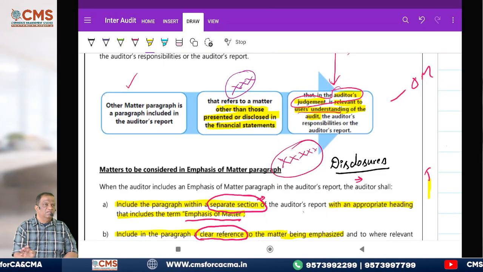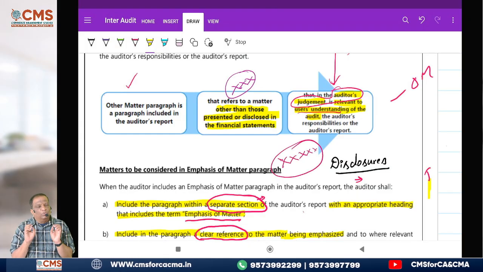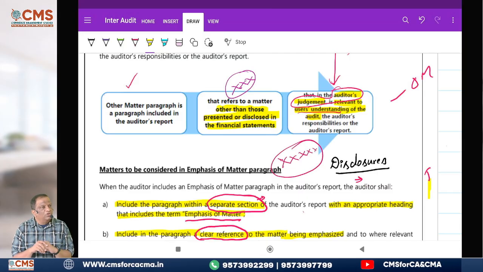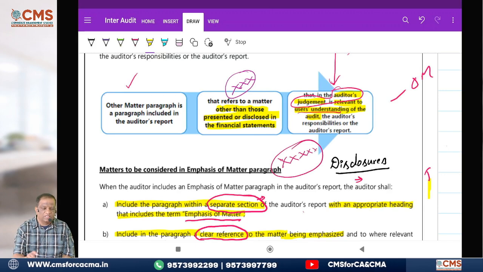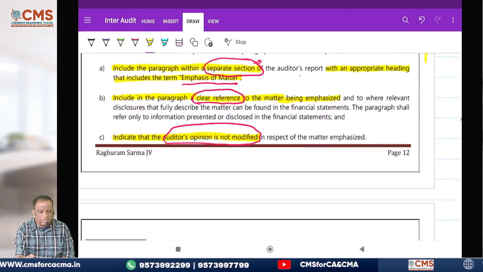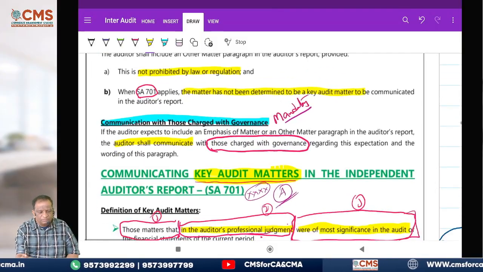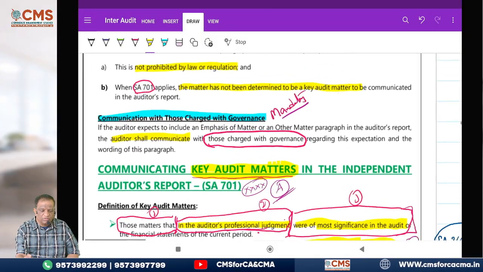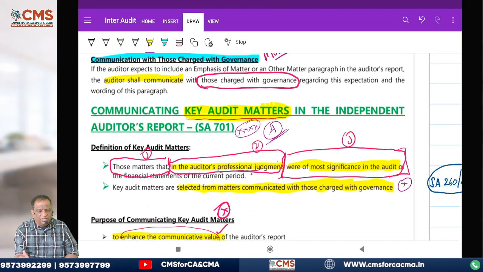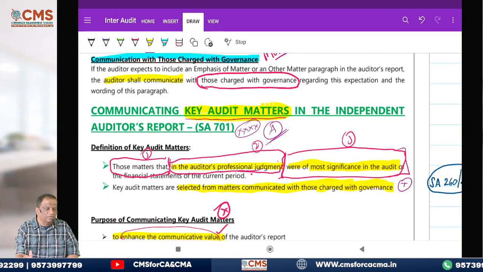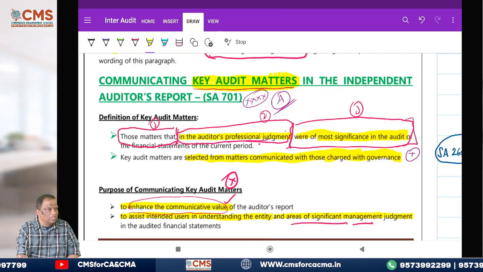But at the end of it, there are two things. There are certain matters which the auditor wants the reader to know about. And why does the auditor want him to know about it? So that with that knowledge, he can understand the financials in a proper way. That is the intention of it. Then the matters that are to be disclosed, and examples are very rare. That may not be really a priority. And like in everything, whenever you want to give any EOM or OM, it is mandatory for the auditor to communicate with those charged with governance. So with that, 700 is over, 705 is over, 706 is over.